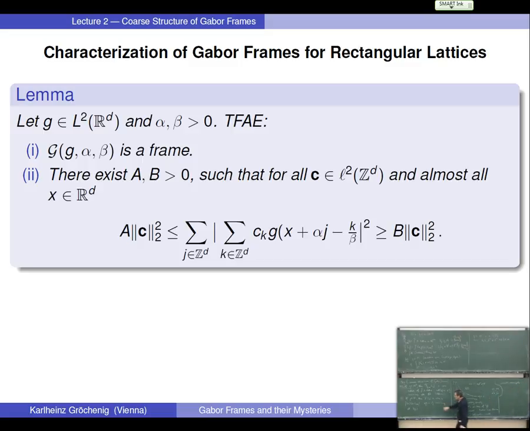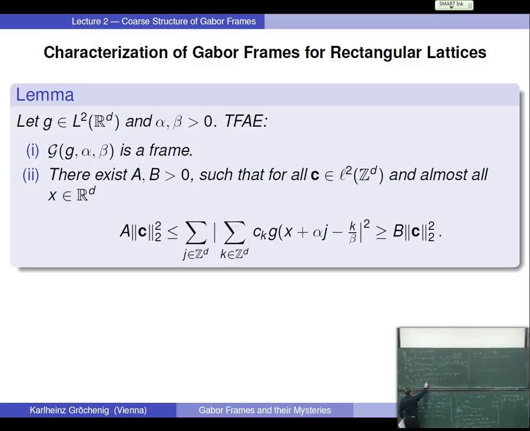The assumption that G is in M1 is absolutely crucial for this to hold. The counterexample would be the characteristic function of [0,1]. It is not in the modulation space. Actually, maybe it's easy to see. So you have time frequency shifts, that's modulation and translation, of the characteristic function.